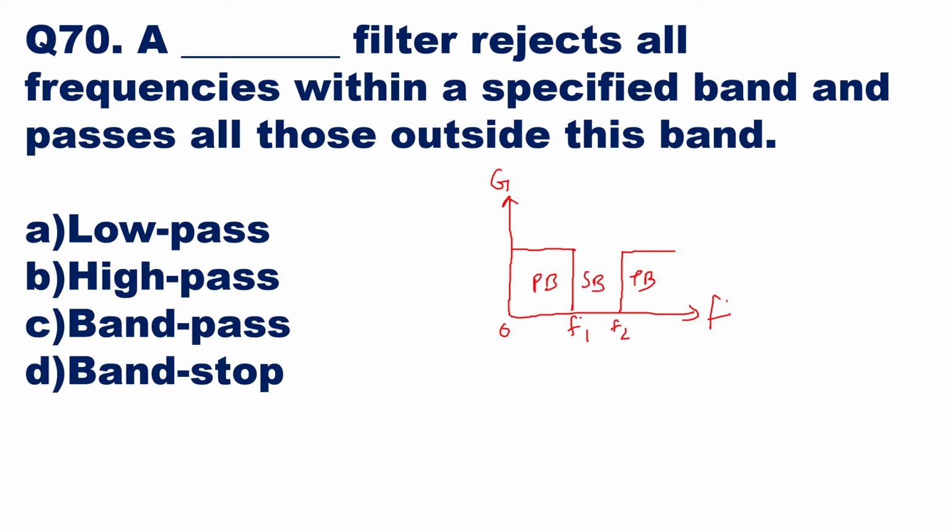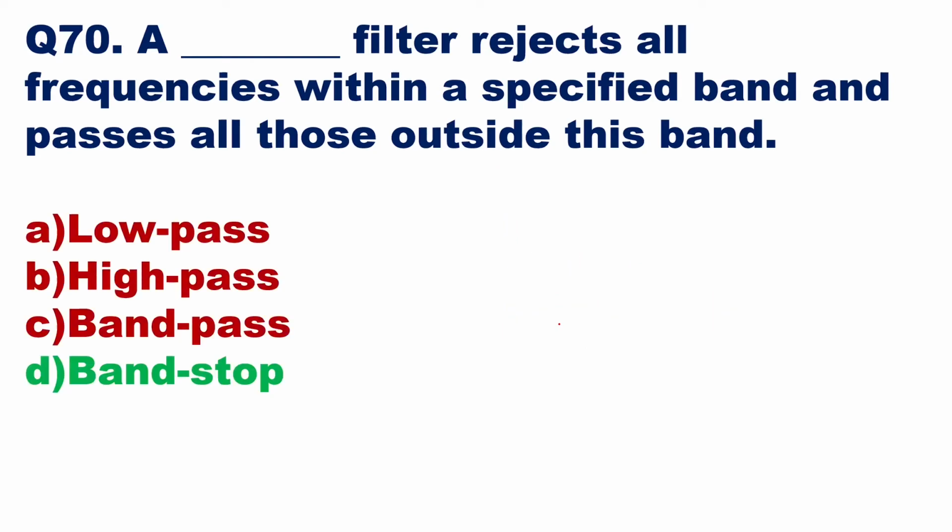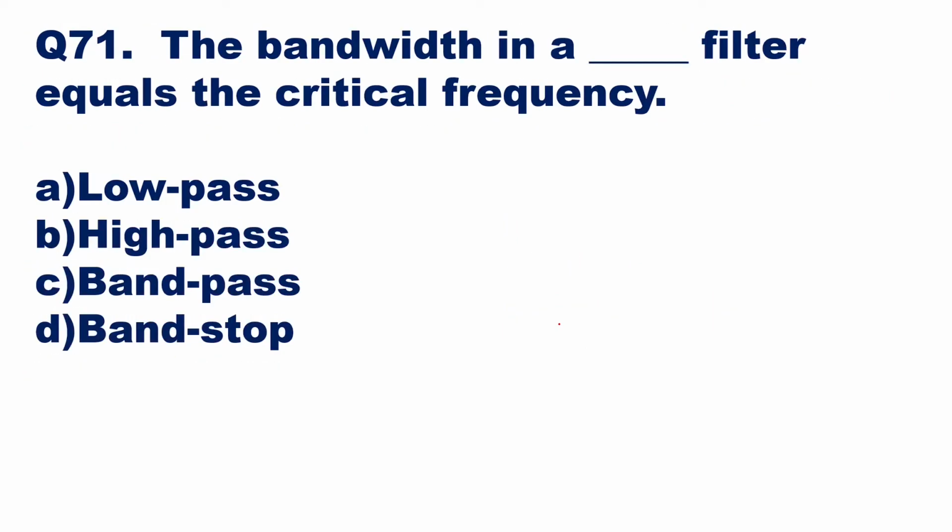So this is a frequency response of a band stop filter, also called a band elimination filter, or a band reject filter. So here option D will be the right answer, band stop filter. You can see option D is the answer for this. Then we'll go to question number 71.